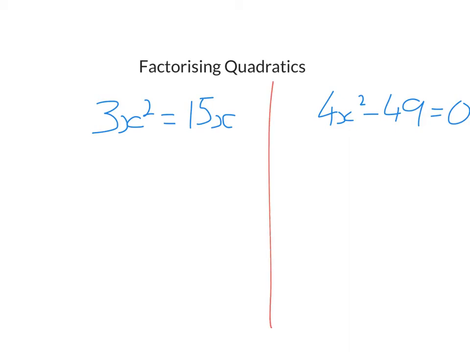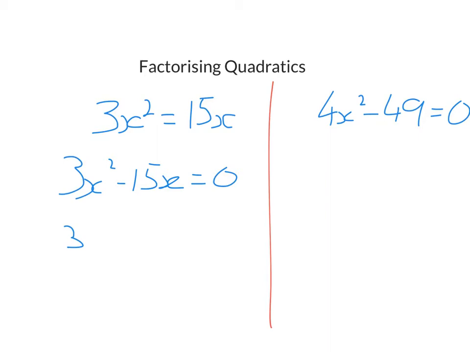In this first example, we have the x squared term and a regular x term. First things first, we're going to move everything over to the left hand side, which gives us 3x squared. 15x moves over and becomes minus 15x, and that's going to equal 0. Now, we're looking for common factors, hence the term factorising quadratics. So we're going to look at what goes into 3x squared and 15x. I like to break it up and look at the actual numbers first in front of the x terms. So what goes into 3 and 15? Well, that would be 3.